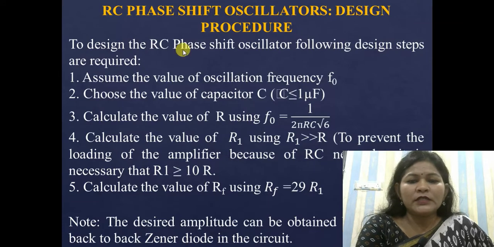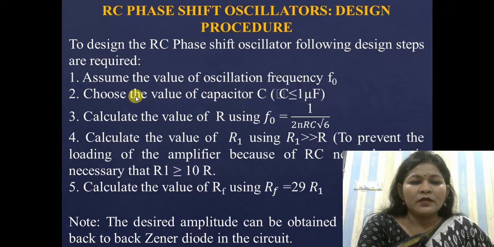So here is the design procedure to design the RC phase shift oscillator. The following steps are required. First, assume the value of oscillation frequency f naught. You can choose any oscillation frequency according to your design. The second step is to choose the value of capacitor C. Here C will be less than or equal to 1 microfarad.